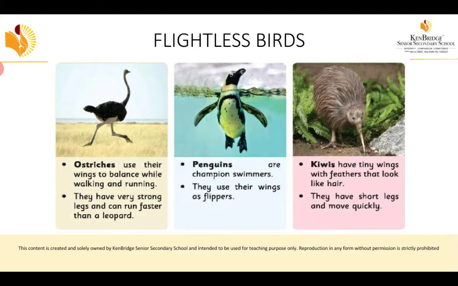Then penguins. Penguins are champion swimmers, so they can swim very fast. They use their wings as flippers. Flippers means what? It's to flip their body. Then kiwis. Kiwis have tiny wings with feathers that look like hair. So the kiwi bird has hair-like feathers. They have short legs, so they can move quickly.